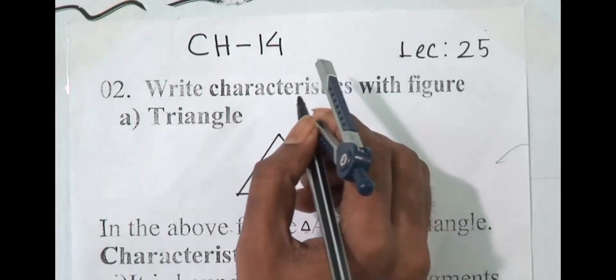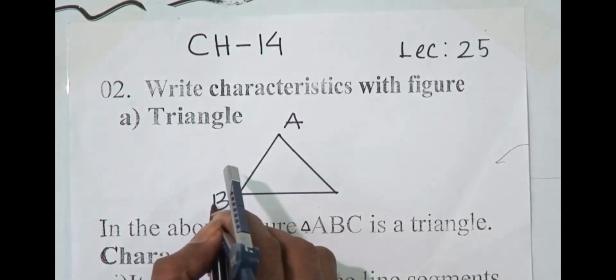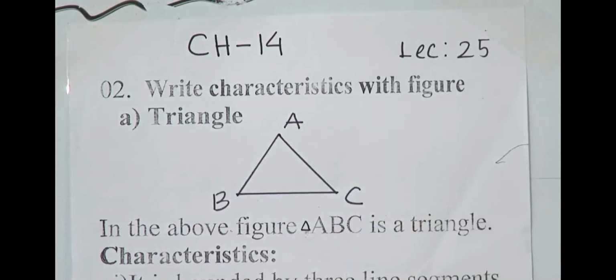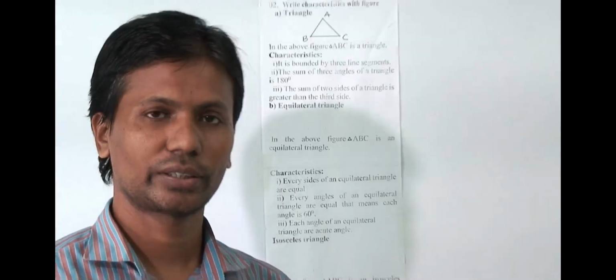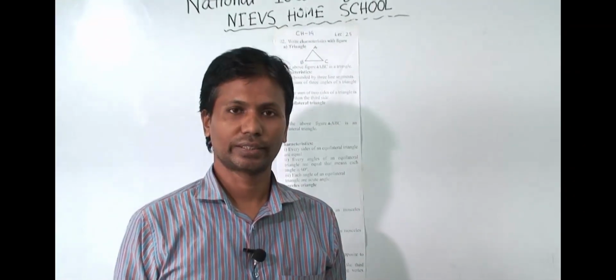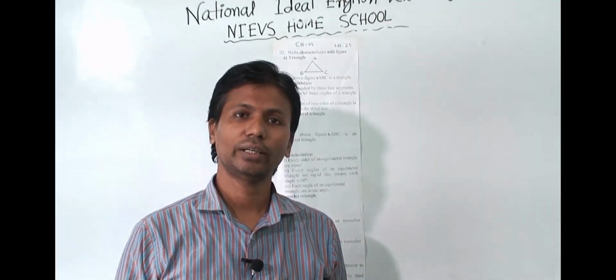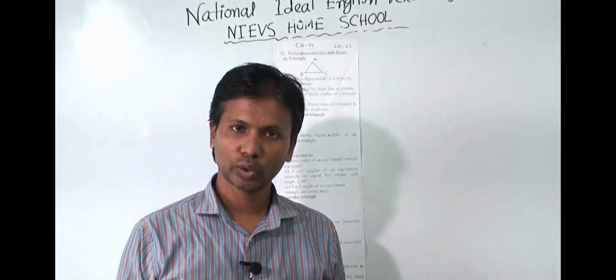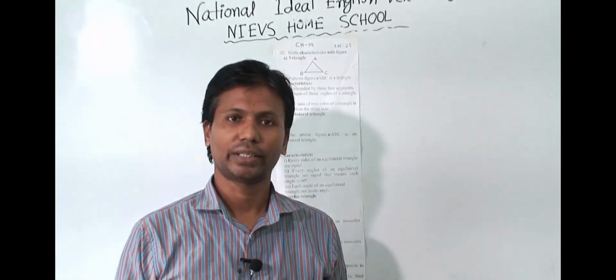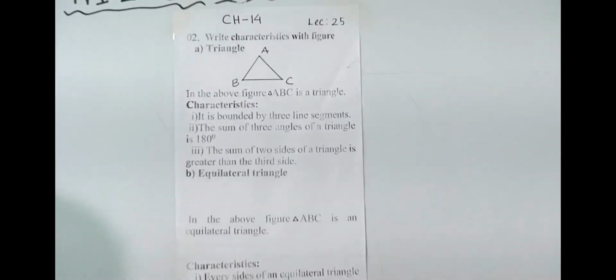Okay, and give the names A, B and C. Dear student, we know a triangle is bounded by three sides, and the sum of the three angles of a triangle is 180 degrees. Now we see the characteristics.